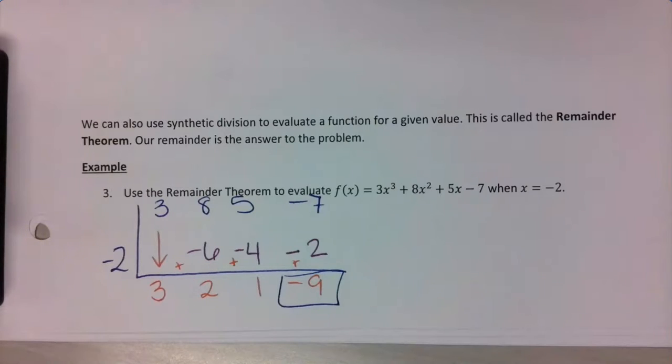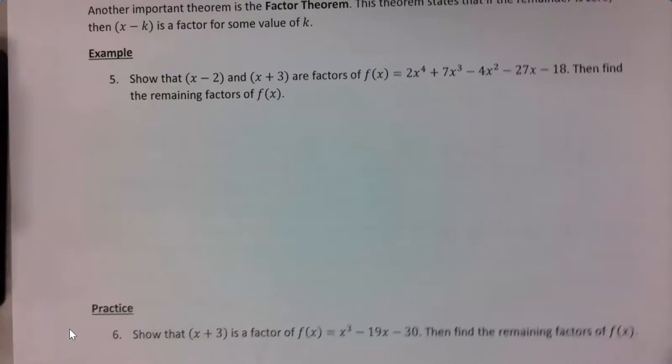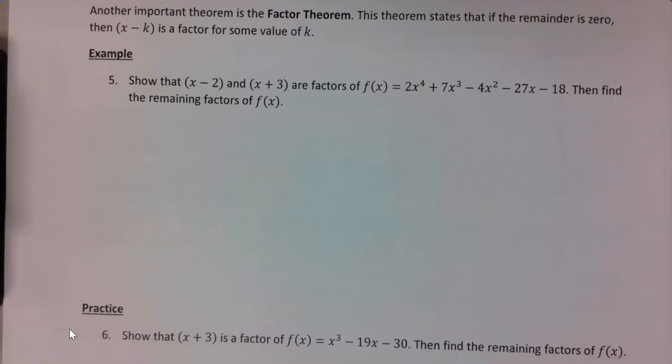So questions on this method, or this type of question? Okay, so the last thing we have is the factor theorem. It means if I get a remainder of 0, that it is a factor of that polynomial. Number 5 wants me to show that x minus 2 and x plus 3 are factors of this polynomial.